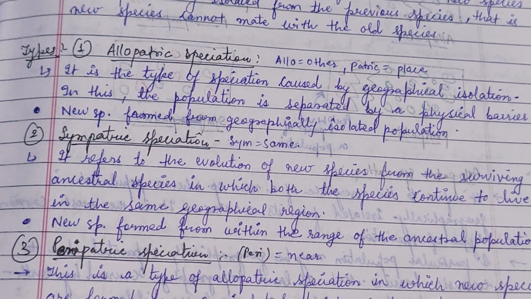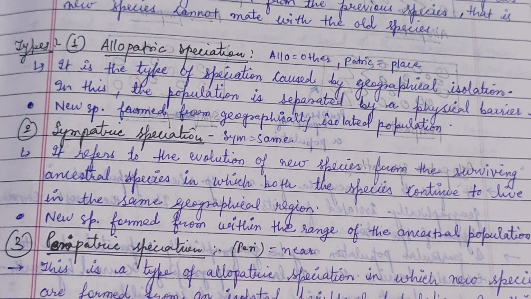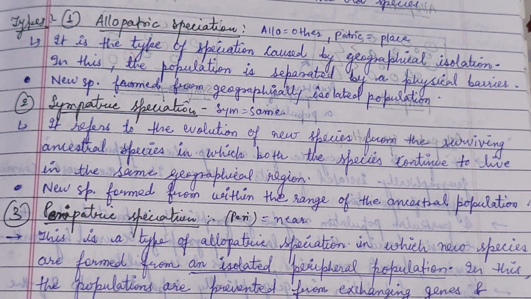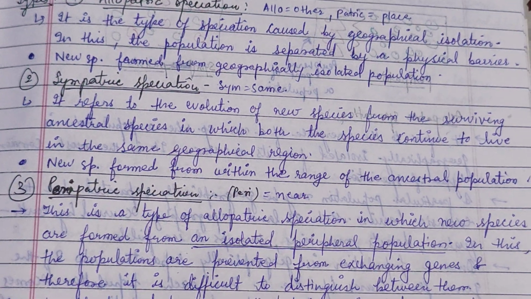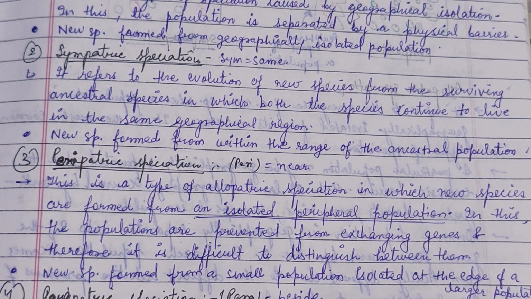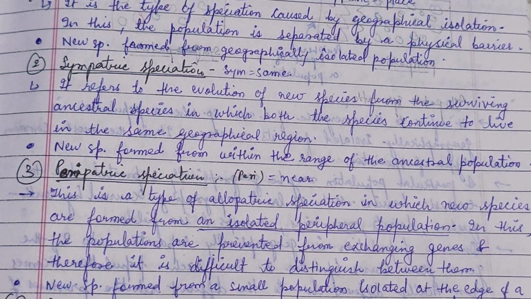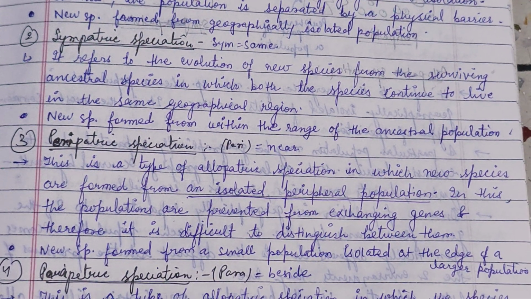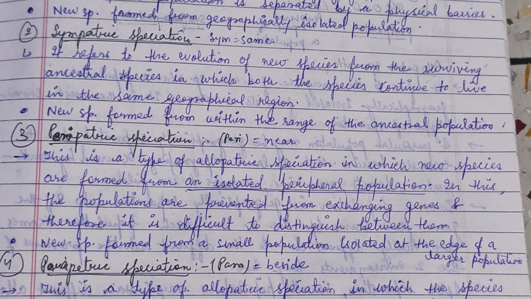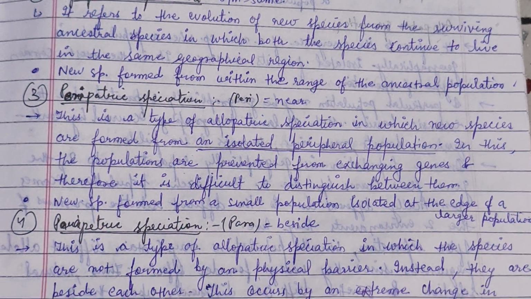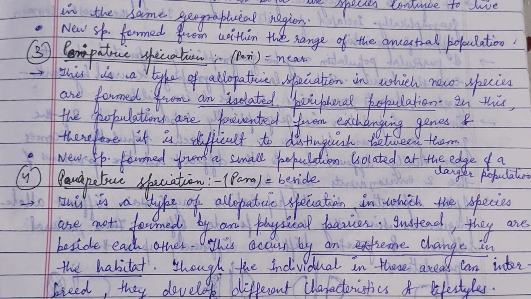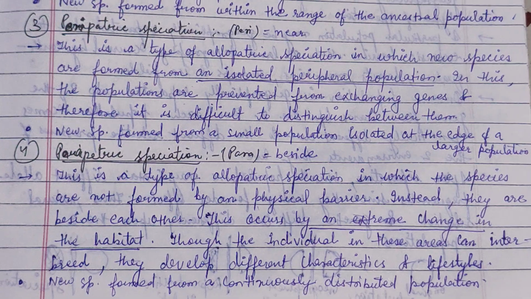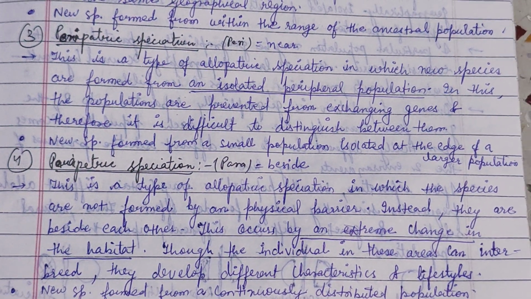The type of speciation which is caused by geographical isolation is known as allopatric speciation, and the species which have evolved from the surviving ancestral species and live in the same geographical area is known as sympatric speciation. Peripatric, peri means near. This is a type of allopatric speciation in which a new species is formed from an isolated peripheral population, and parapatric means beside. This is a type of allopatric speciation in which the species are not formed by a physical barrier.